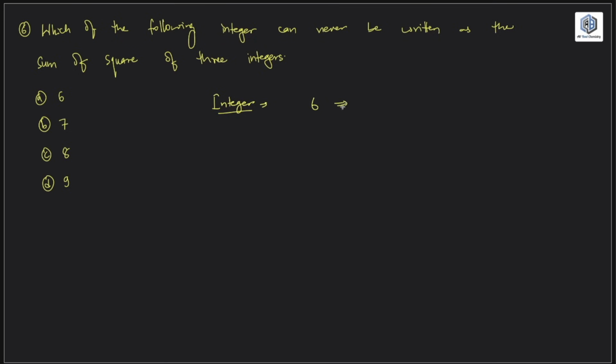So 6 can be written as the sum of squares of 3 integers. How are you going to write that down? You can write 2 square plus 1 square plus 1 square. This is 6. 2 square is 4, plus 1, plus 1 is 6. You can even write 8 also. So 8 will be 2 square plus 2 square plus 0 square. So 4 plus 4 plus 0 is going to give you 8. Even 9 can be written as 3 square plus 0 square plus 0 square. That will give you 9.